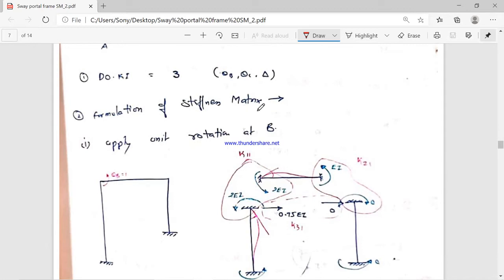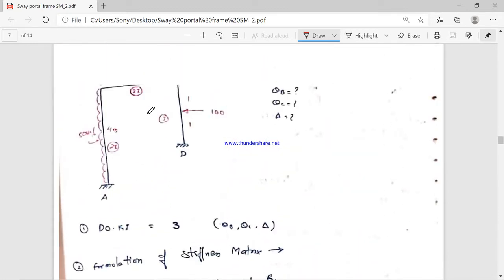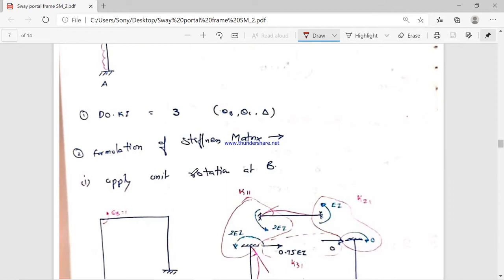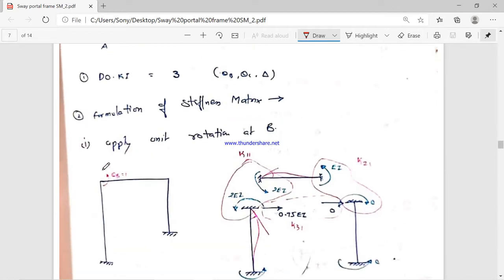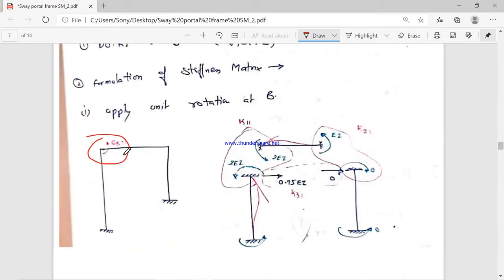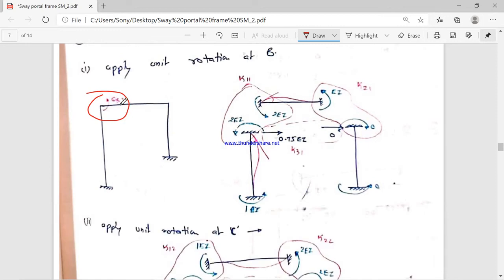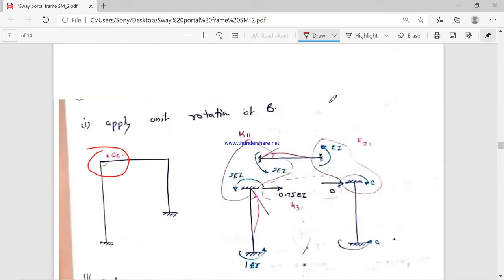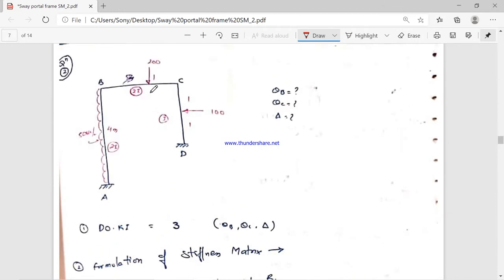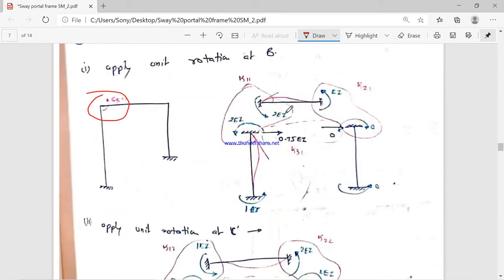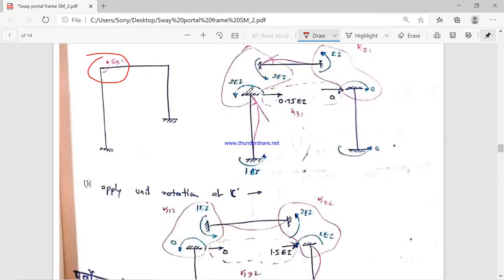The first is the formulation of the stiffness matrix. So first of all, we are interested in finding theta B. So apply the unit rotation at B. So what will be the effect? Let us see. Here when we apply the unit rotation, it will twist in this direction and it will twist in this direction. Because of the rotation effect, 4EI/L and 2EI/L will be formed. As the length is 4 meters, 4EI/4 is EI, and 2EI/4 is 0.5 EI.